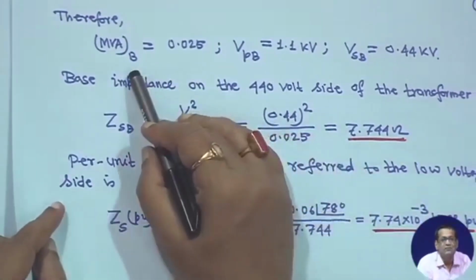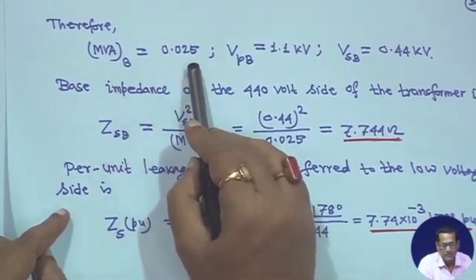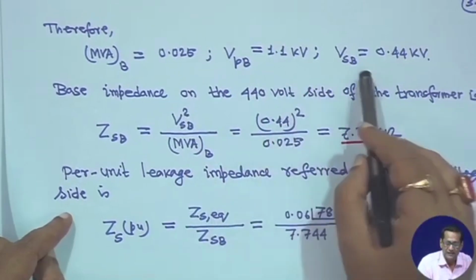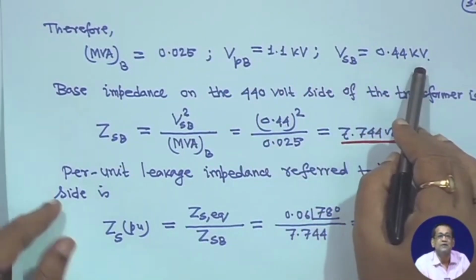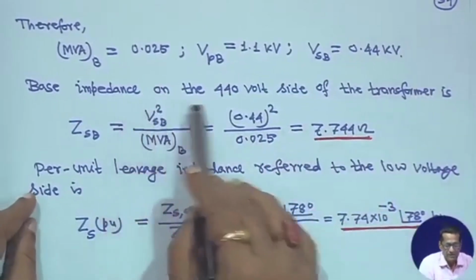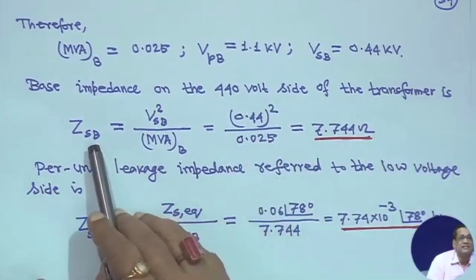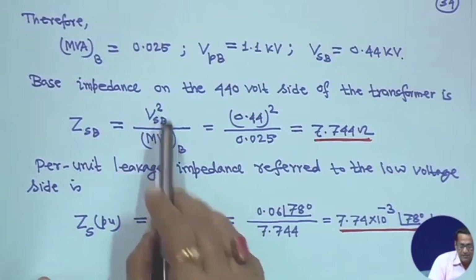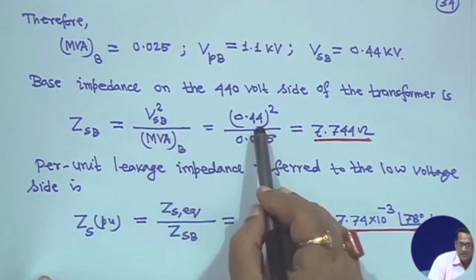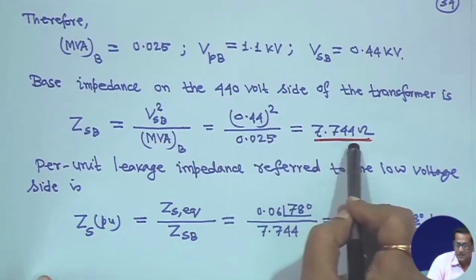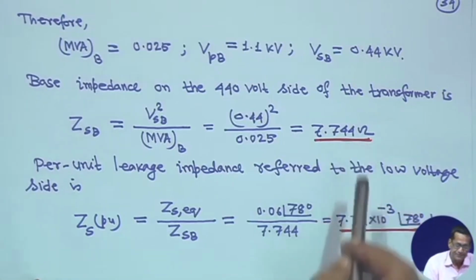Next, for the MVA base, the transformer's own rating is used. Therefore, MVA base is equal to 0.025, VPB, the primary side base voltage, is 1.1 kV and the secondary side base voltage is 0.44 kV. Now, you have to find the base impedance on the 440 volt side of the transformer. Therefore, on the secondary side, ZSB is equal to VSB square divided by MVA base. So, 0.44 kV square divided by 0.025 is equal to 7.744 ohm.